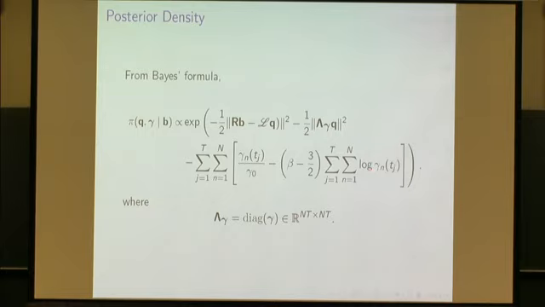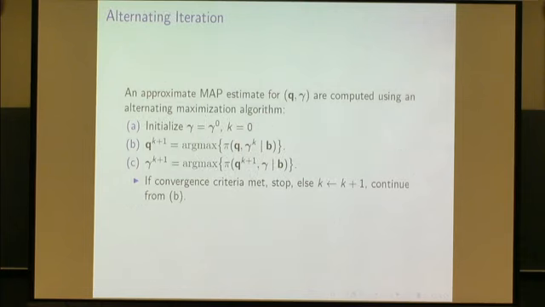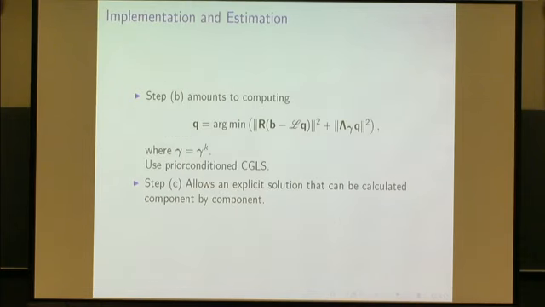So this is a diagonal matrix, remember. And so if you want to maximize this, keeping Q fixed, you just calculate the derivative of this quantity and write it equal to 0. And there's a closed formula that you can use to calculate the maximizer. And so that's really fast. So you don't have to do any iterations here to update your gamma.